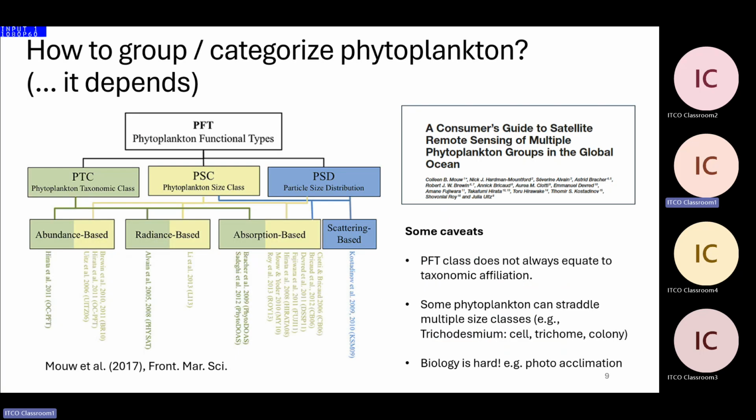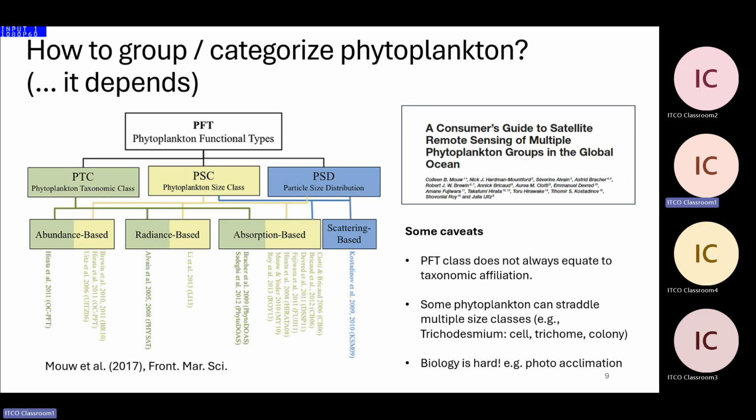Alrighty. There was a paper that came out a couple of years ago now called The Consumer's Guide to Satellite Remote Sensing of Multiple Phytoplankton Groups in the Ocean. If this is your game, this is a really good paper to read. It discusses these different ways of classifying phytoplankton with different classification techniques, and then feeds through to what kind of satellite algorithm may be the best choice for you to use.